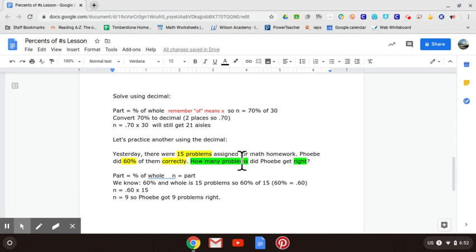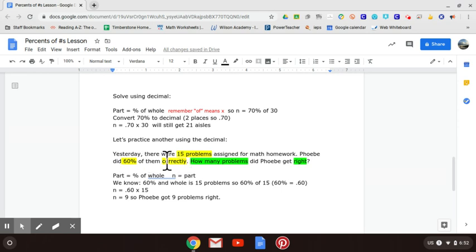I'm going to do another one using the decimal just so we kind of see it. Yesterday, there were 15 problems assigned for math homework. Phoebe did 60% of them correctly. How many problems did Phoebe get right? Okay, so it's important for me to know 15 problems, my number in my unit. I have 60 in a percent, and I did correctly just because that's telling me what this percent is about.